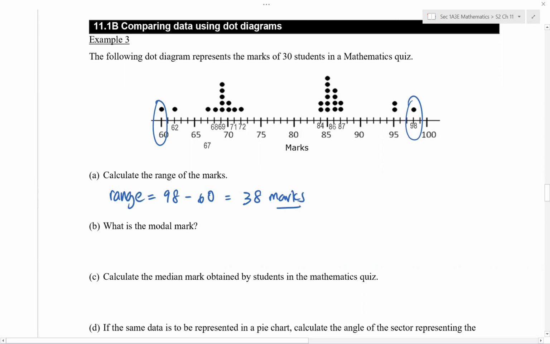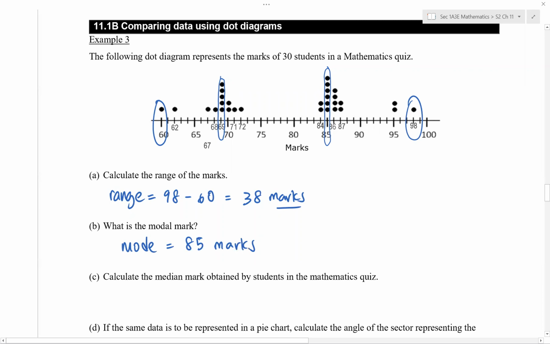Next, to find the modal mark, we are looking for the mark that has the highest frequency. So we can see that, okay, 69 over here, there are 1, 2, 3, 4, 5 students who scored 69. And then for 85, we've got 1, 2, 3, 4, 5, 6. 6 students scored 85. So the modal mark will be 85 marks.